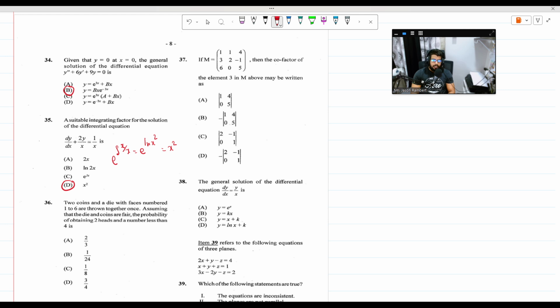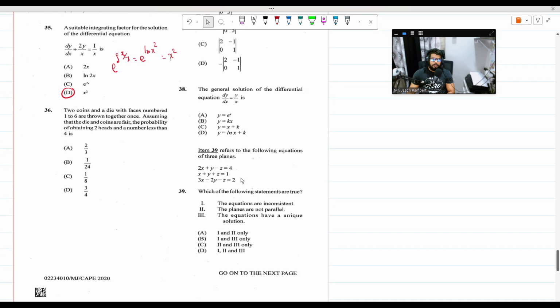2 coins and a die with faces numbered 1 to 6 are thrown together. Assuming that the die and the coins are fair, the probability of obtaining 2 heads and a number less than 4 is, so that was three scenarios where we got the heads and the number less than 4. We will get heads with a 1, heads with a 2, and heads with a 3. And the total number of possible outcomes would have been 6, and then 4 for the 2 coins, so 6 4s are 24. So 3 out of 24 is 1 out of 8.